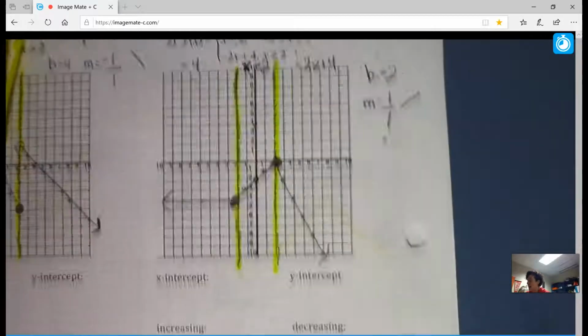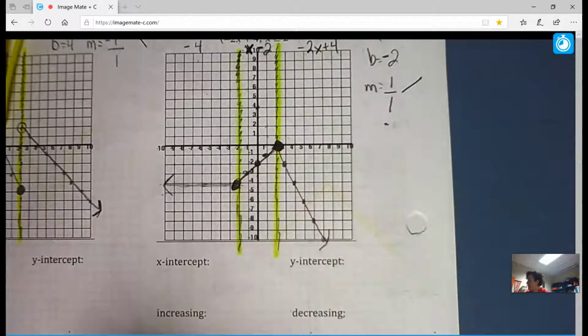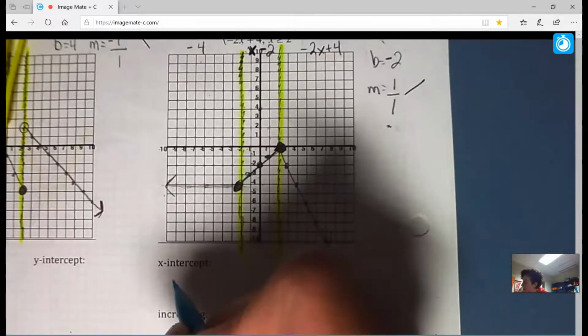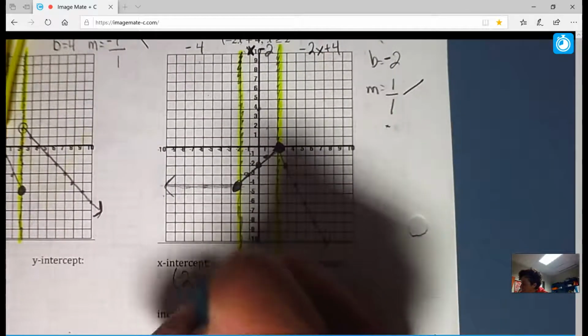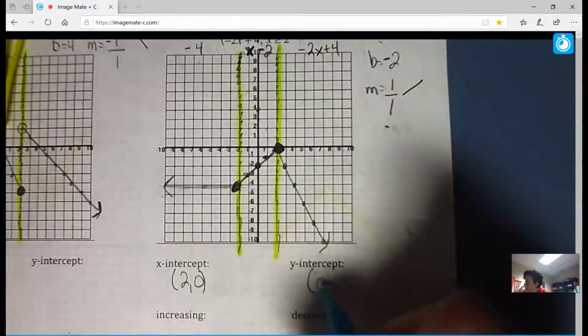So let's go through and talk about these. So what is the x-intercept? Well, it's where it hits the x-axis. I'm just going to fill in some of these points. So that is 2, 0. Where's the y-intercept? That's here. So that's 0, negative 2.